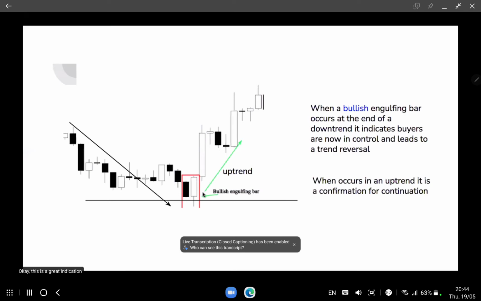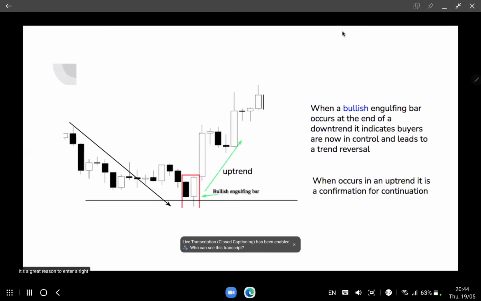This is a great indication that price is going to buy. This is your buy signal. Let's say you had a buy limit set here and you missed it or it didn't activate, but you're still able to watch it. This is a great confirmation for your buy. It's a great reason to enter.